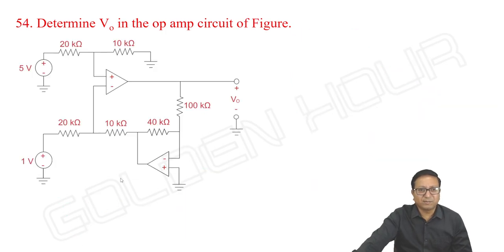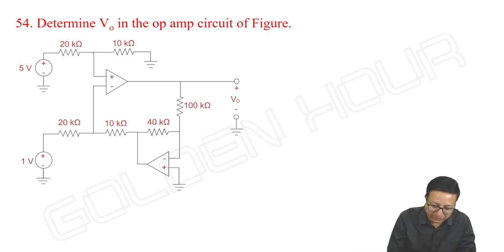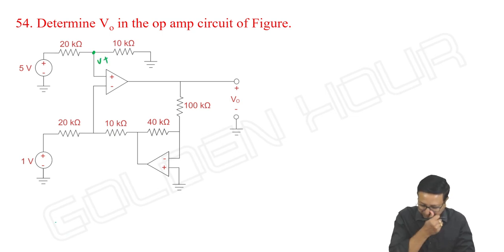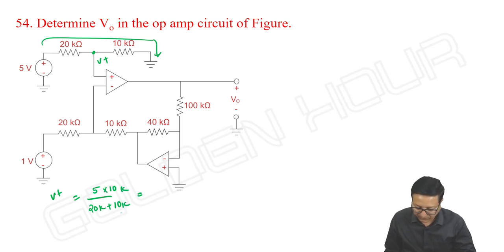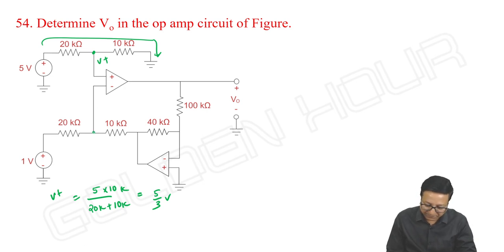Okay, look at this one. It's similar to the previous one, a bit of a slight extension. Nothing else. See, what is the voltage at this point? Let me take it as V plus. So V plus is equal to, by voltage division rule, the entire current will go like this: 5 into 10k by (20k plus 10k). It is equal to 5 by 3 volts. The same thing will be appearing here.